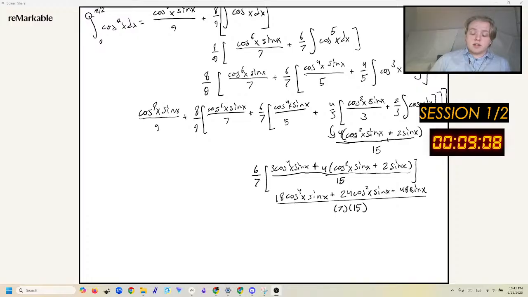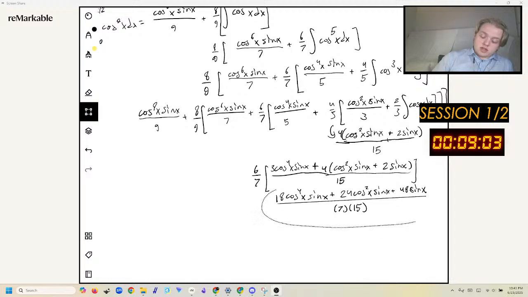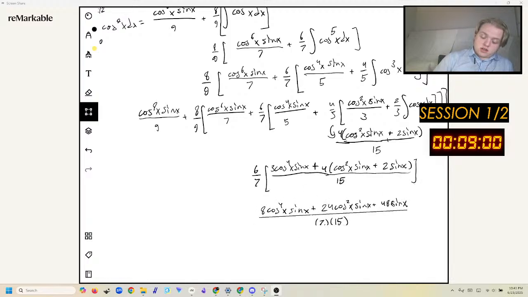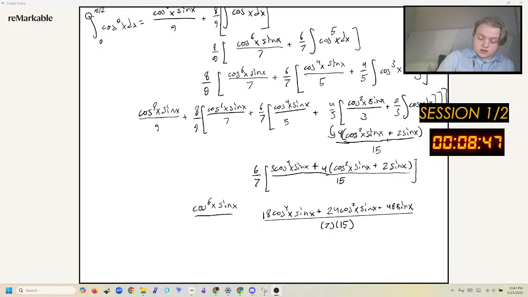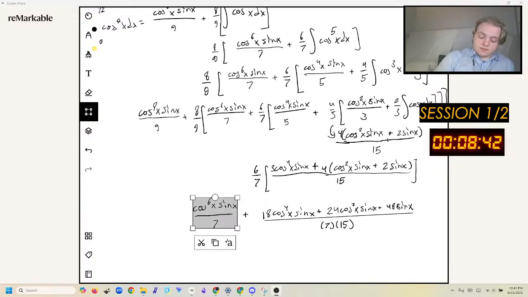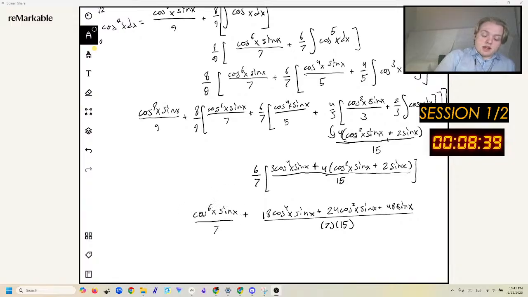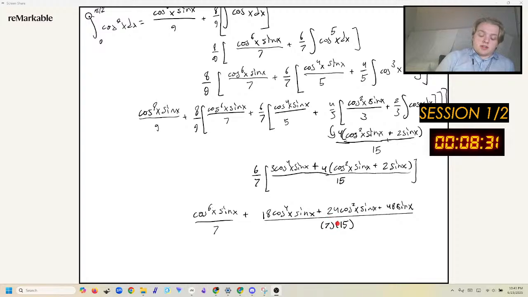Alright, now that we have that gross fraction computed, I'm going to take that and move it down. And we have cosine 6x sine x over 7 plus this. And we can see very clearly that if we multiply the top and bottom by 15, we'll be able to add the two together.